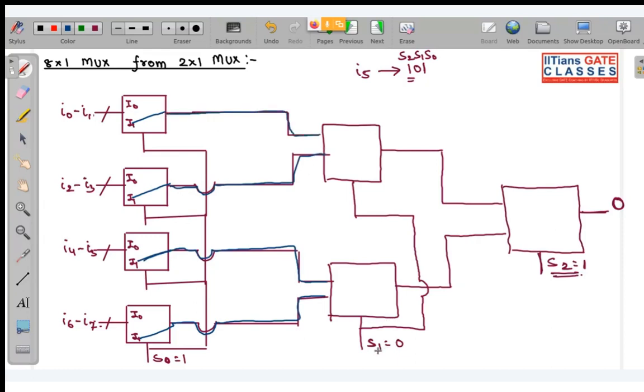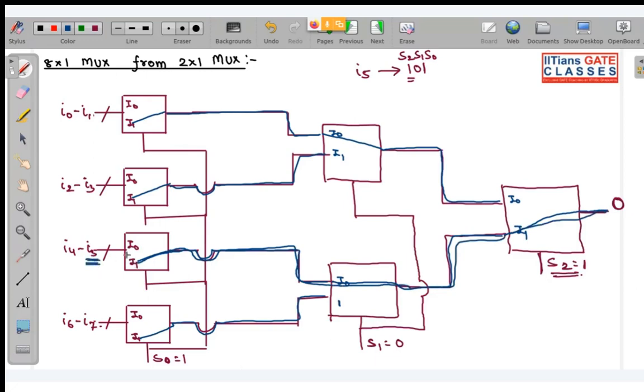Now look, S1 is 0. So these are I1, I0, I1. So all these lines will now be transmitted. Okay. So here it is 1. So 1 means this is I0, this is I1. So this line will correspond over here. So you can see this whole line is being connected to your output, and over here I1 will be connected to I5 of the whole 8x1 mux.